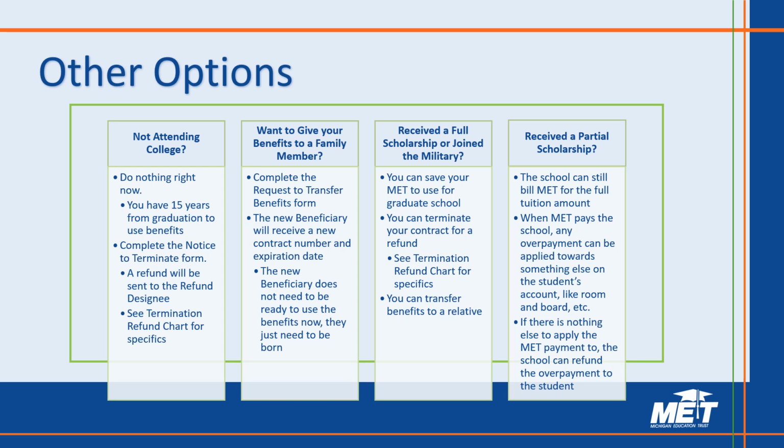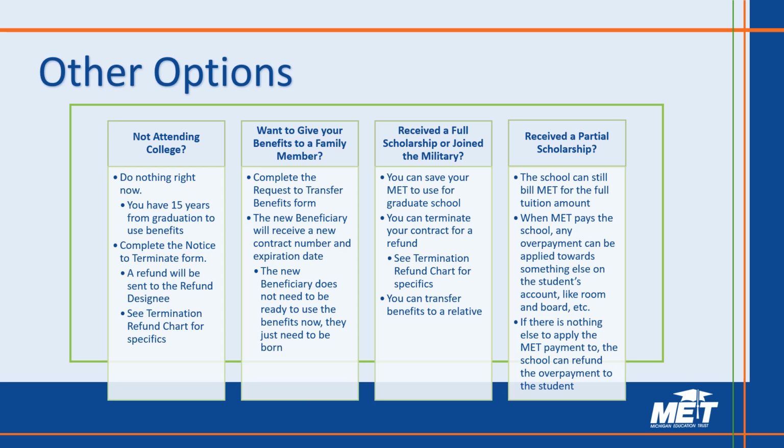If you are not going to use all of your Met credits, you can transfer those to an immediate family member. That could be a sibling, cousin, even your own child someday. This will create a new contract for that beneficiary. If the new beneficiary is younger than you, they will get a new expiration date based upon their expected high school graduation year. So they do not need to be ready to use the Met to have the credits transferred to them.